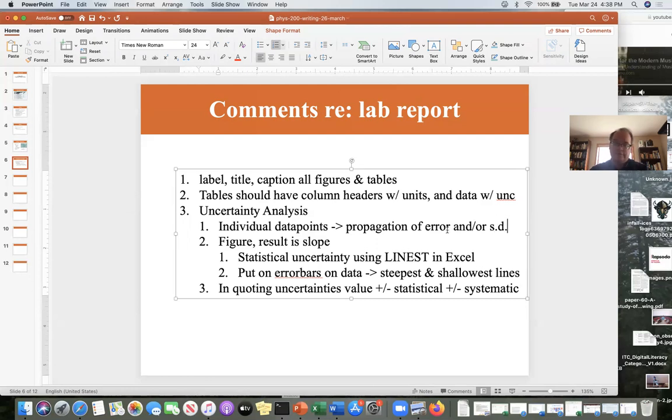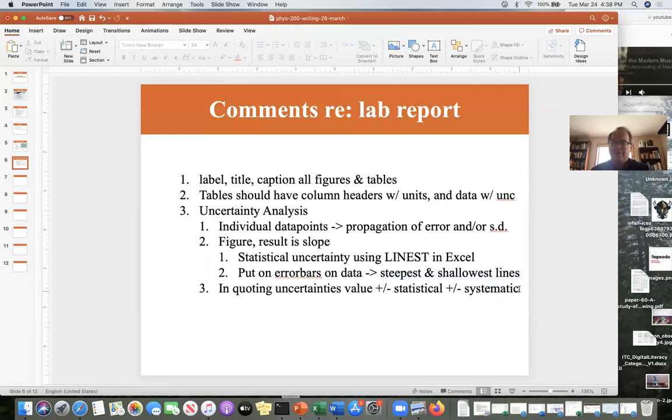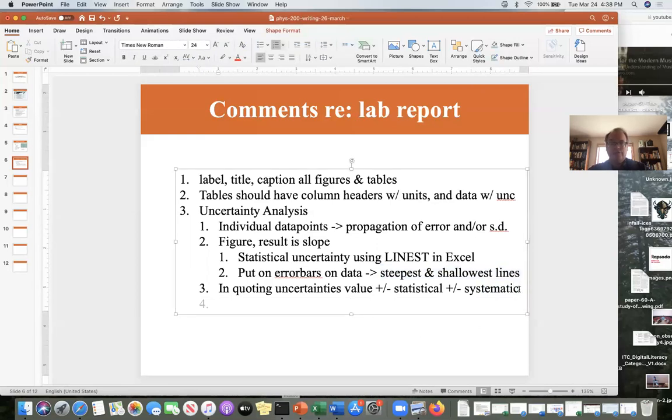standard deviation. Notice a standard deviation is a purely statistical uncertainty, just like LinEst is a statistical uncertainty. Propagation of error takes your estimated uncertainties and gets you an estimated systematic uncertainty in the same way that your steepest and shallowest lines give you an estimated systematic uncertainty. The goal here, of course, is to compare your experimental value plus or minus the uncertainties versus the accepted value.